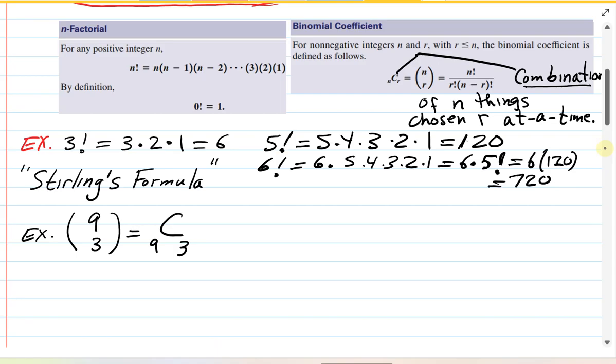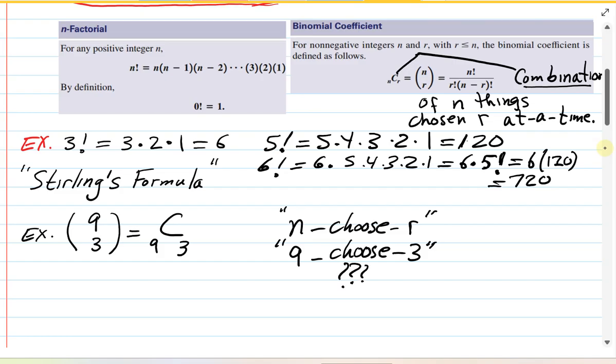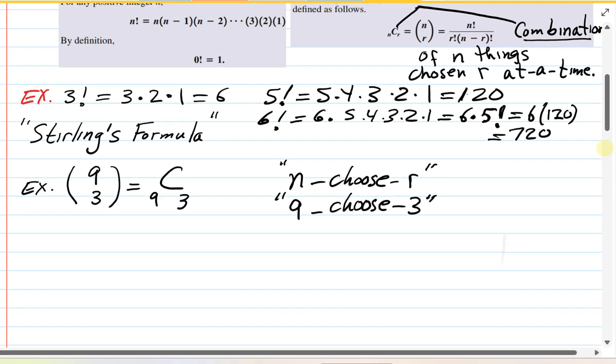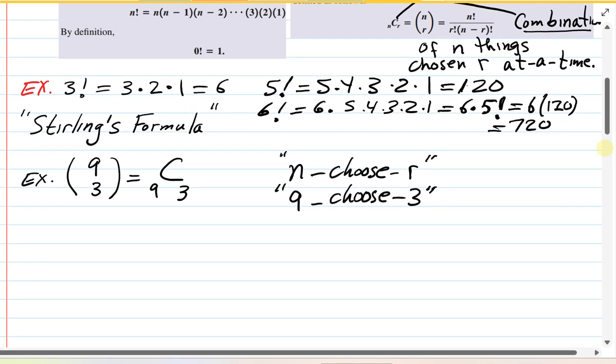9 things chosen 3 at a time. Or some people call this just N choose R. That's also very common. So what I have written in my example is 9 choose 3. Which may suggest, what is it that we're choosing? What is it exactly we're choosing? That's legit. So what we're choosing is this.